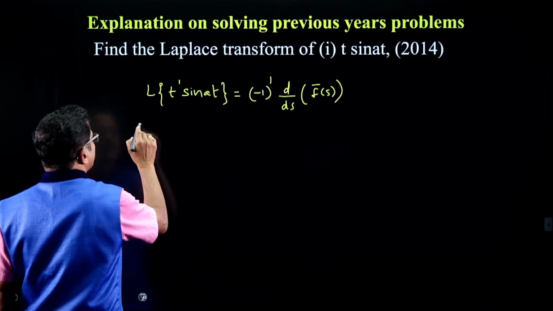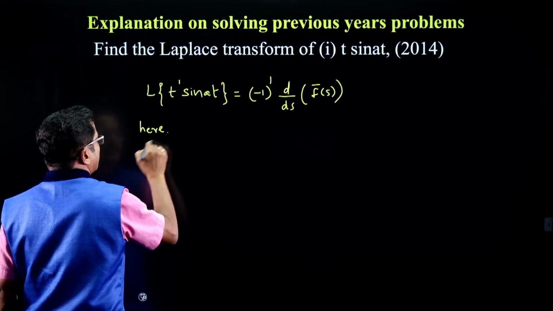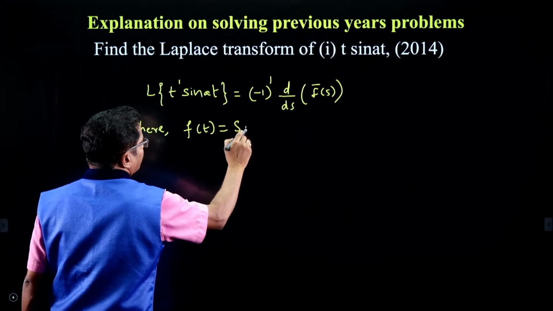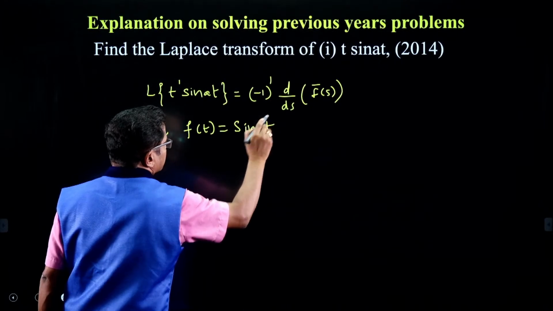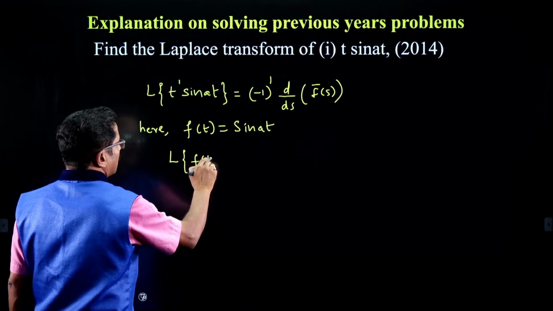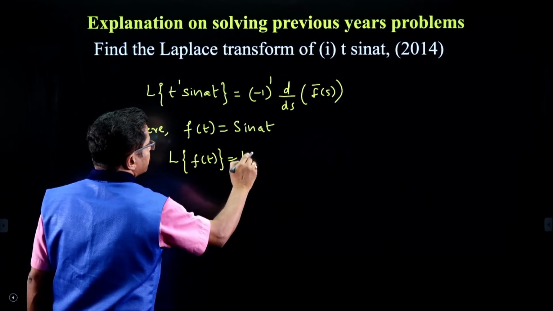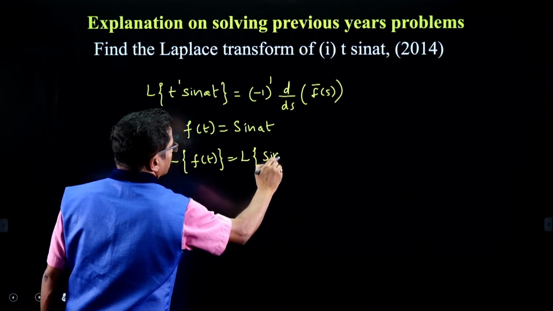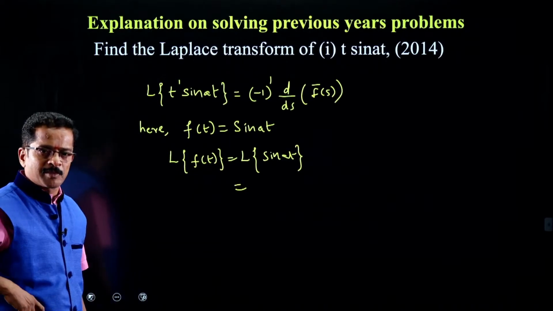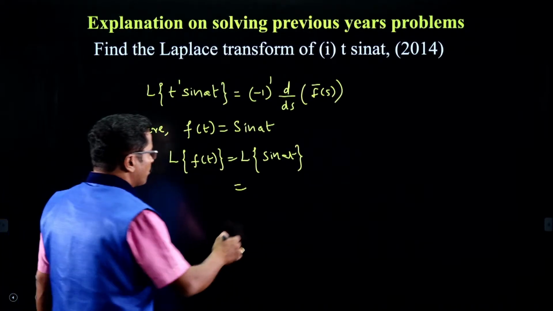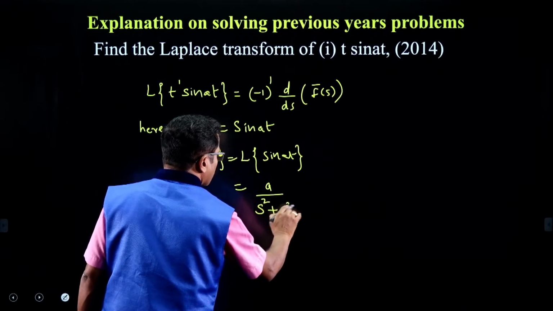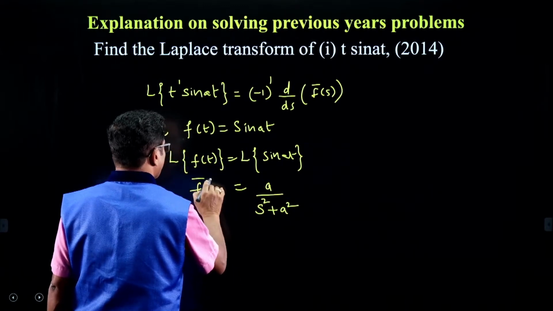So here let us take f of t equals to sin at. Its Laplace transform L of f of t equals to L of sin a t. So as per the elementary functions, Laplace transform of elementary functions, we write this as a by s square plus a square. So which is f bar of s.